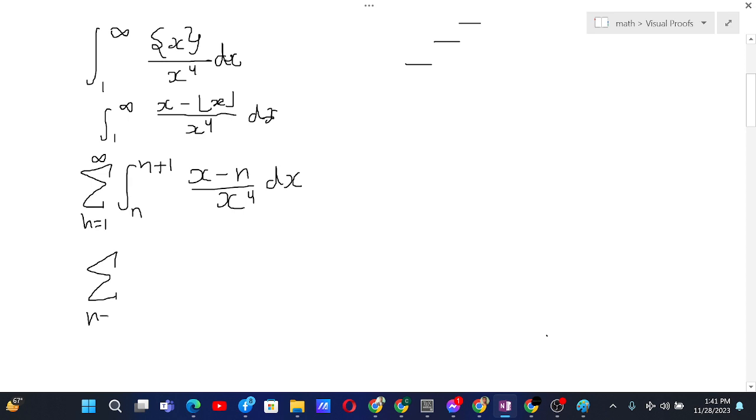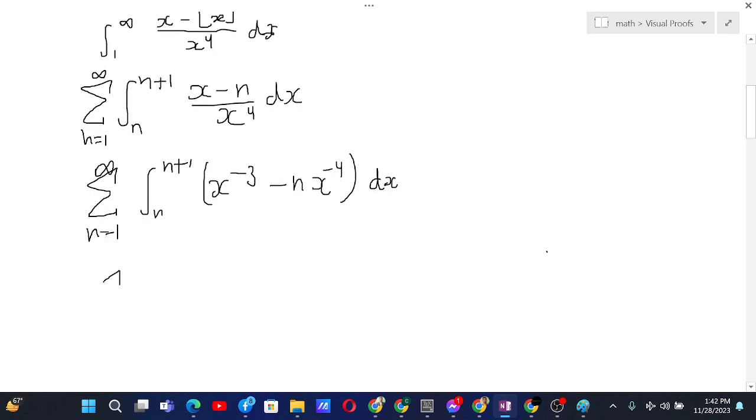And now next is just to do the integration. We have the sum from n equals 1 to infinity of the integral from n to n plus 1 of x to the power minus 3 minus n times x to the power minus 4 dx. We integrate: the sum from n equals 1 to infinity of x to the power minus 2 by minus 2, minus n times x to the power minus 3 by minus 3, from n to n plus 1.